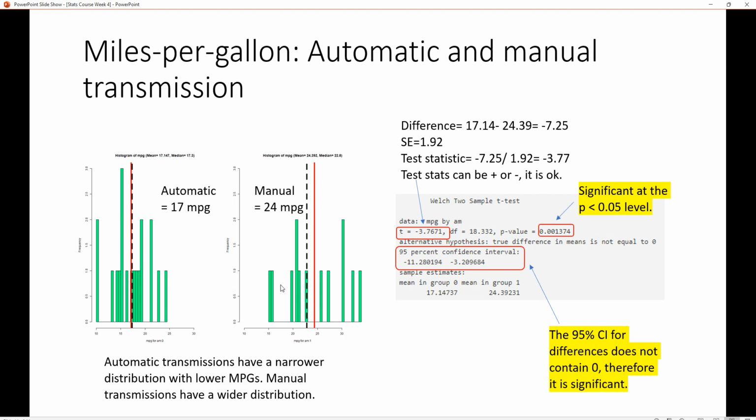And with the manual transmission, we'll see that the miles per gallon rate begins at 15 and spreads to about 35, where the automatic transmission will range from about 15 to about 25. So looks like maybe 5 more gallons in the range. For the automatic, the mean miles per gallon was 17, and for the manual transmission it's 24 miles per gallon.